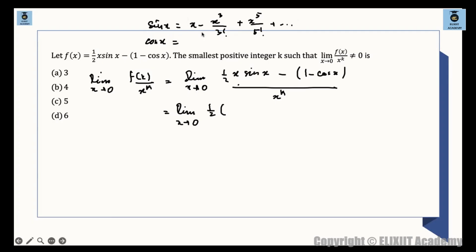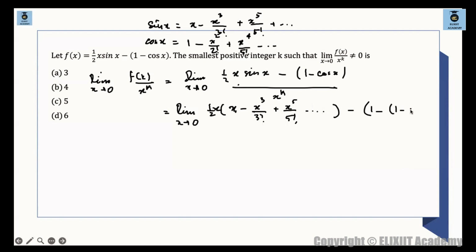What is cos x? Differentiation of sin x. Differentiate this thing. What will happen? So 1 minus x square upon 2 factorial plus x to the power of 4 upon 4 factorial and so on. Right? So this becomes x into sin x, where sin x means x minus x cubed by 3 factorial plus x to the power of 5 upon 5 factorial and so on, minus of 1 minus cos x. So 1 minus cos x means 1 minus x square upon 2 factorial plus x to the power of 4 upon 4 factorial and continues. And divided by x to the power of k.